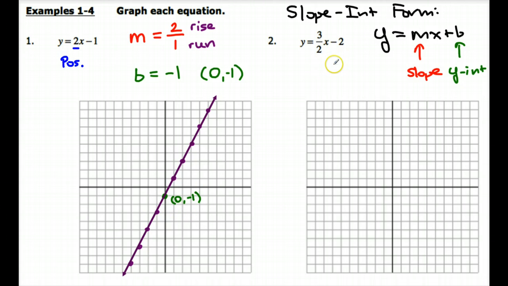Okay, let's look at number 2 and do the same thing. We have y equals 3/2 x minus 2. So I know that my y-intercept for this one is going to be the point 0, -2. So I'll go ahead and start right there, and I'll plot my point 0, -2. So I know my line is going to be going through that point.